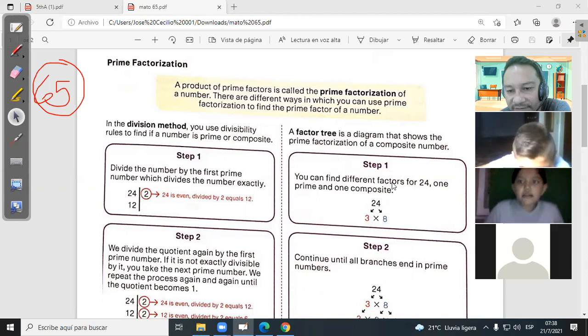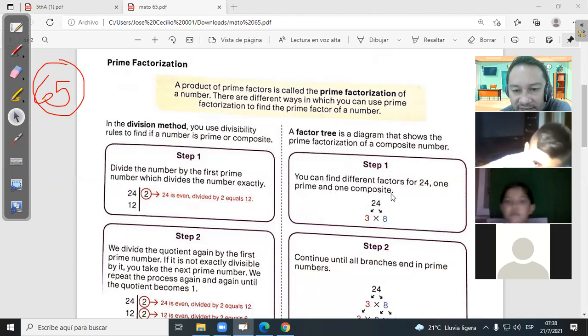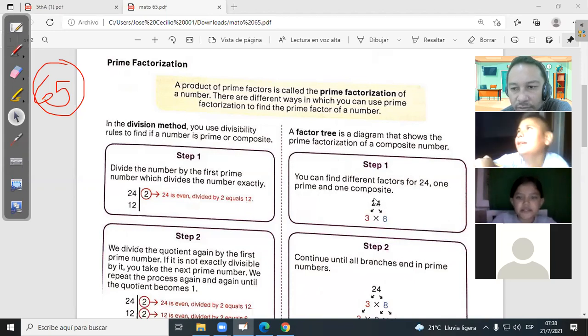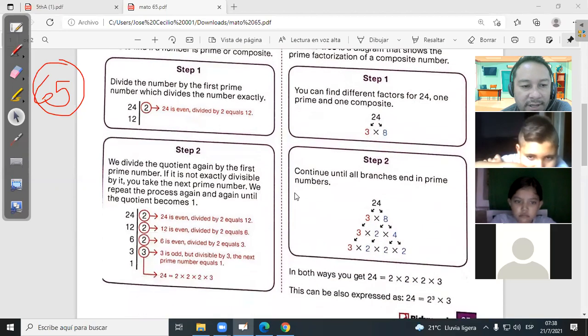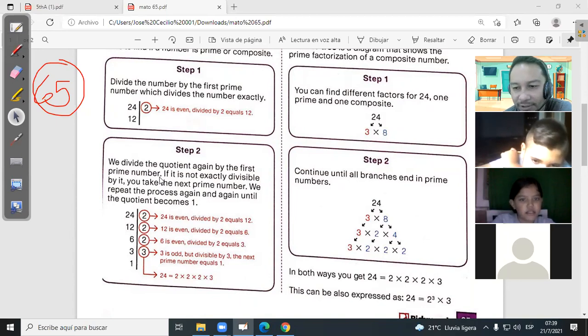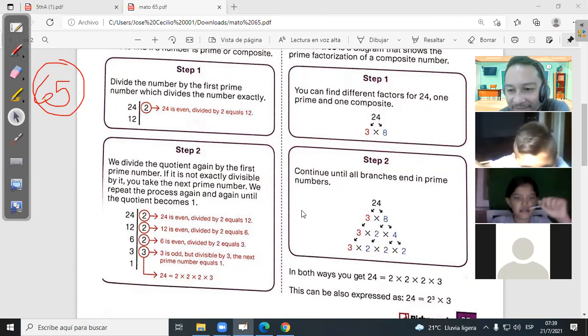Another step number 1: you can find different factors for 24, one prime and one composite. Here, for example, 3 times 8 is 24, 2 times 12 is 24. Then we have here how we are going to make these factors. Don't worry. I see some faces that are like, what is the mister talking about? I don't understand till now.